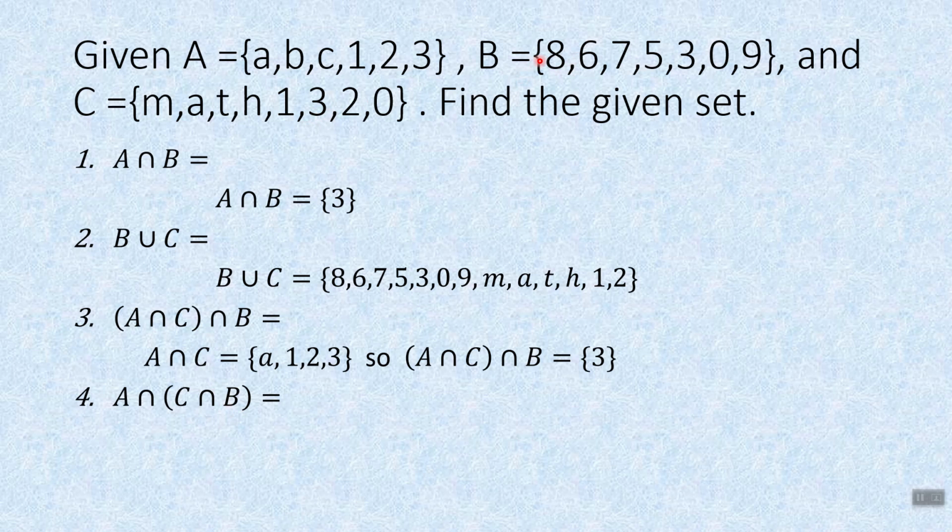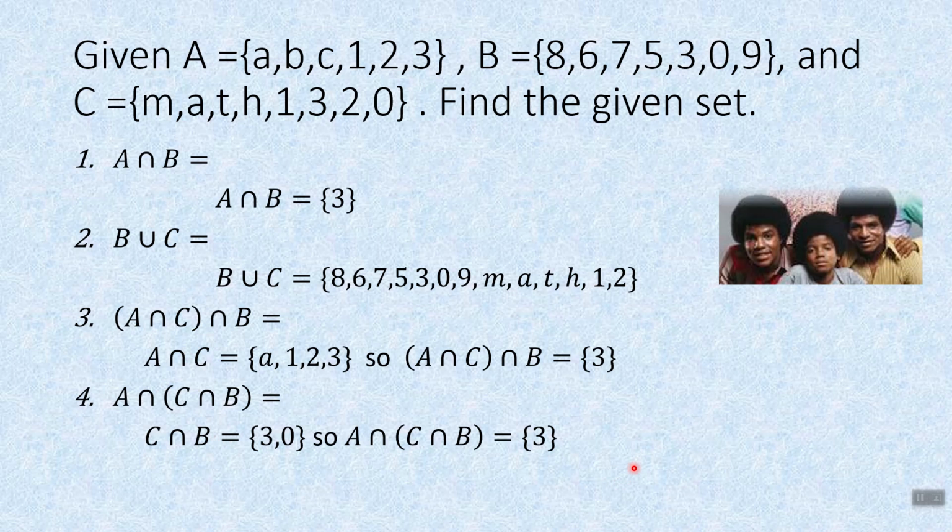Well, B doesn't have any letters, so it's not that. C has 1, 3, 2, 0. B has the 3 and 0. So we find C intersect B is 3, 0. And if we take that set and intersect it with A, 3 is the answer. So it turns out with these intersections, if you're intersecting all 3 sets, the order doesn't matter. When you start flipping intersections and unions, you have to be very, very careful.